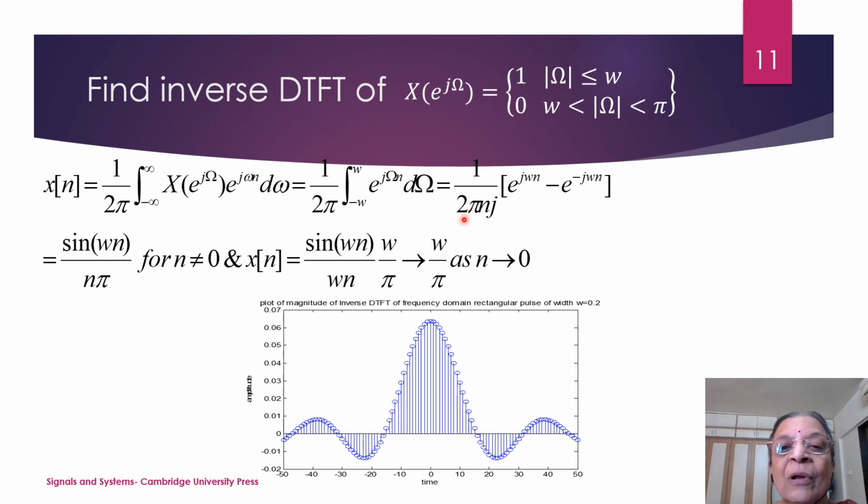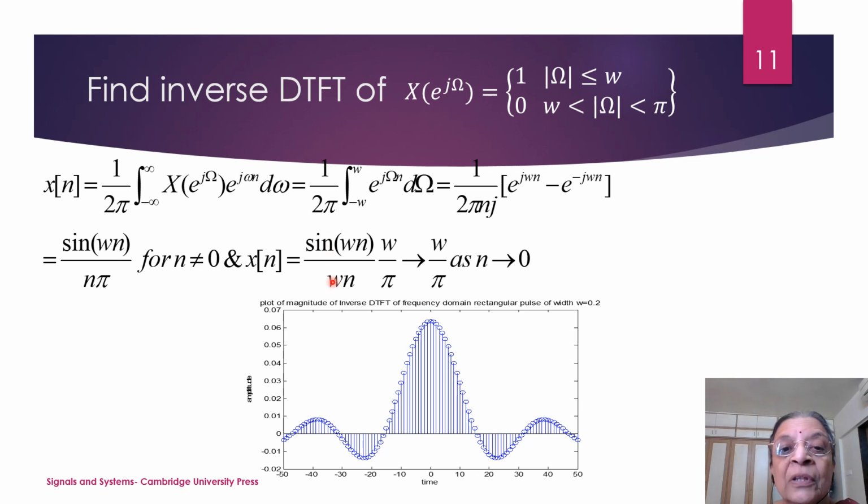So it is equal to 1 upon 2 pi nj, e raised to j omega n minus e raised to minus j omega n. So if I just put the values, I get sine omega n upon n pi. So I can write sine omega n upon omega n into omega by pi. So I am multiplying and dividing by w. So I get this as a sinc function.